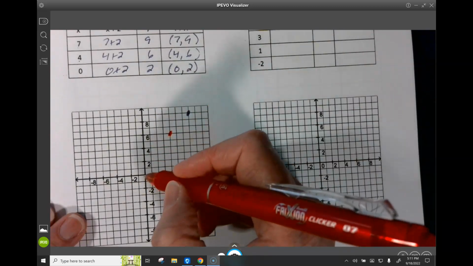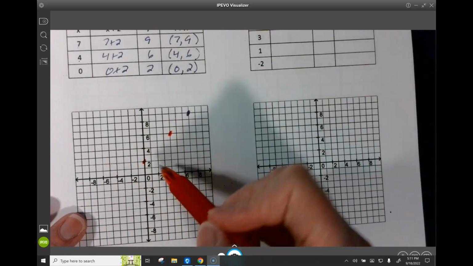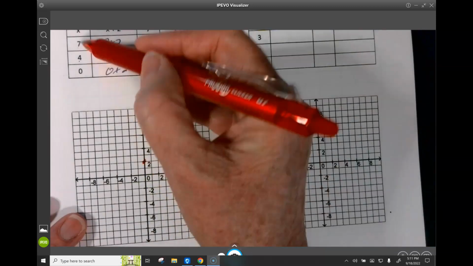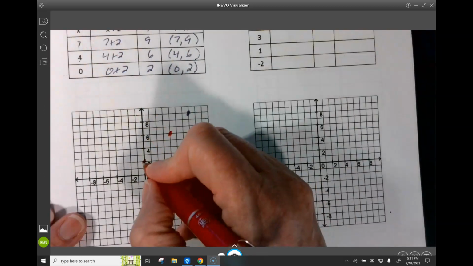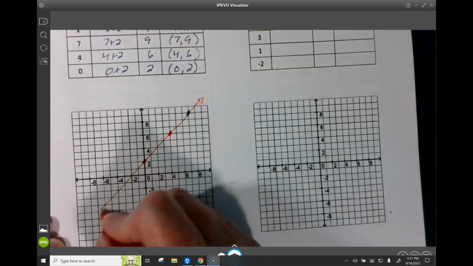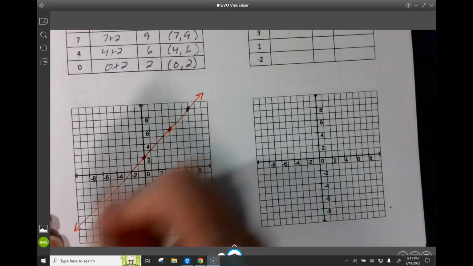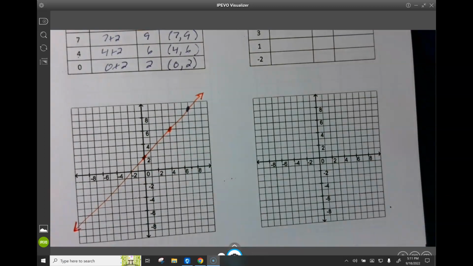And then we go 0 and 2. Now, notice they don't all have to be consecutive right after each other because they weren't up here either. Then we draw a line. If you have a straight edge, that's awesome. Now, when we draw a line, our line should go to the edges of the grid, and we always put an arrowhead on because these lines continue forever and ever.